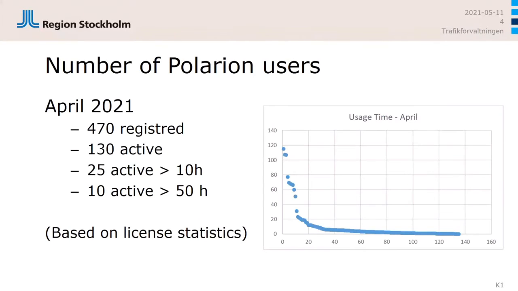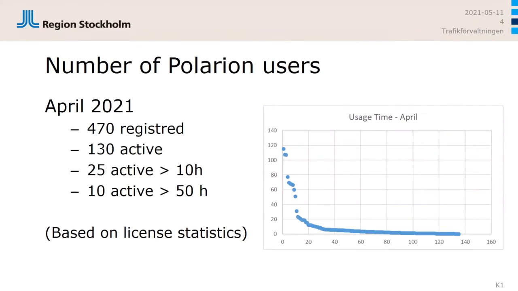Let's have a quick look at how big our number of users is. These are figures from last month, April this year. We have 470 registered users, and so you may think we have a real large Polarion, quite large at least, but that figure is not as interesting. It's more interesting to see what the usage pattern is. We have 130 active users in April, but some of them are for a very short time, less than an hour.